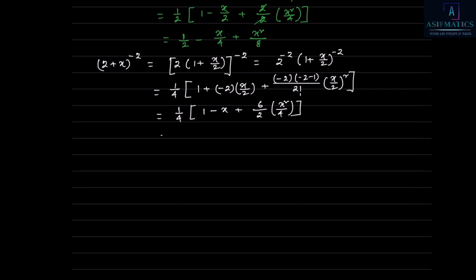So from here we can write 1 by 4, 1 minus x, and then 6 by 2 is 3, and here we have 4, so here you can write 3 by 4 x squared. Alright, or here finally we can write 1 by 4 minus x by 4, and then we will have plus 3 by 16 x squared.